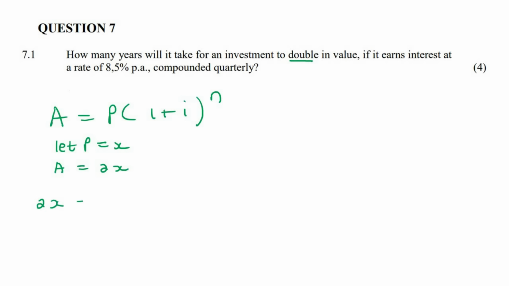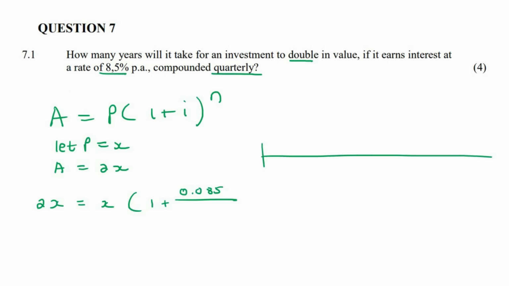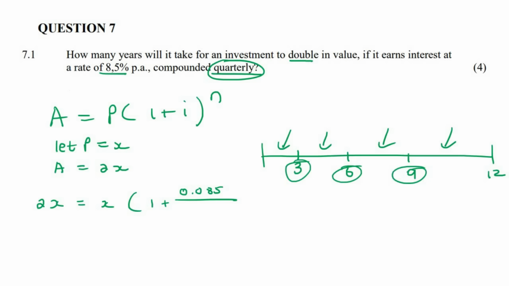So we could say 2x equals x times (1 plus i). Now i is 8.5%, so we could say 8.5%, or you could say 0.085. Now, they are compounding quarterly. So if you take a year, which is 12 months, and you compound quarterly, that means you're going to compound every 3 months. How many quarters do you see there? Well, there are 4 quarters. So how many times are you going to compound your money per year? 1, 2, 3, 4 times. So put a 4 here, not a 3. It's every 3 months, but that means 4 times per year.